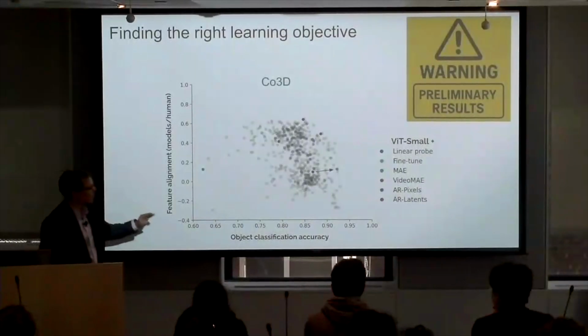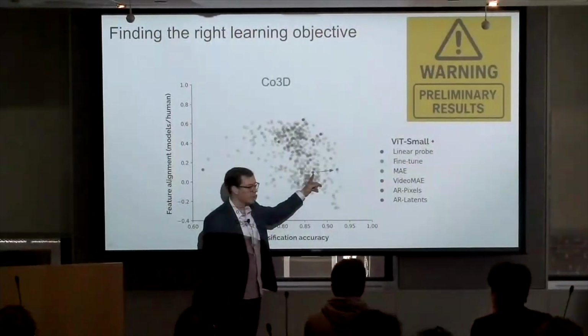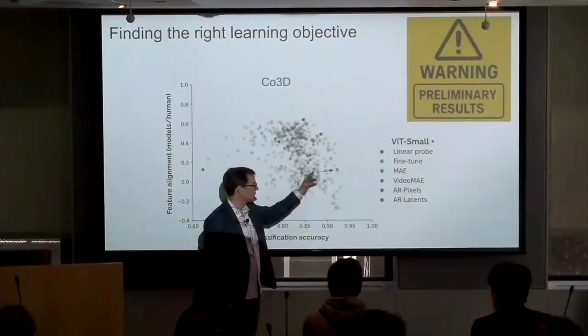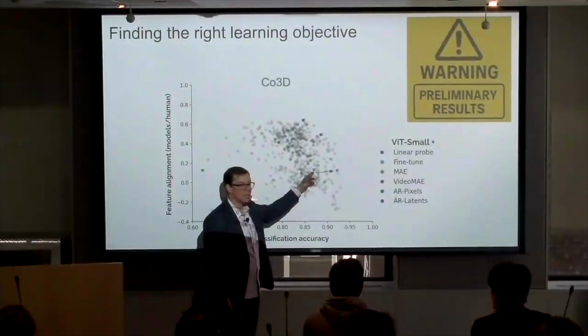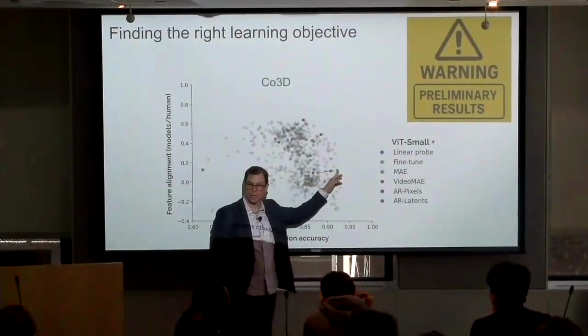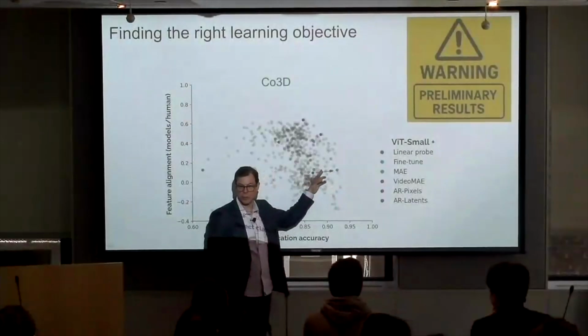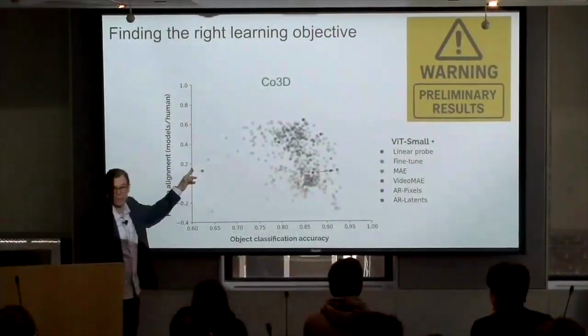All right, so we started with a ViT small. And so if you just do a linear probe on a pre-trained ViT small, you get here, okay? So the next logical thing to do is to try to fine-tune the model on Co3D. And so if you do this, you get here. The procedure works, you get an improvement in accuracy, but there's no improvement in terms of alignment with humans, right? We're roughly at the same level.